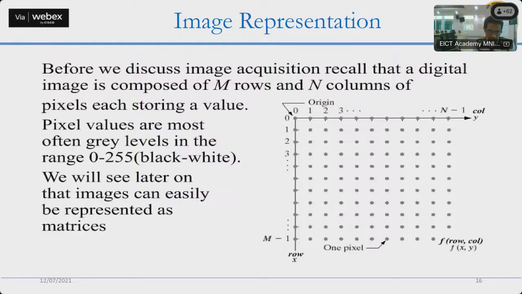So pixel values are most often gray levels in the range 0 to 255. What do we record? Black indicates the 0 value, and white indicates the 255 value. The in-between values are the different shades, which are the different gray levels. That is gray level intensity.